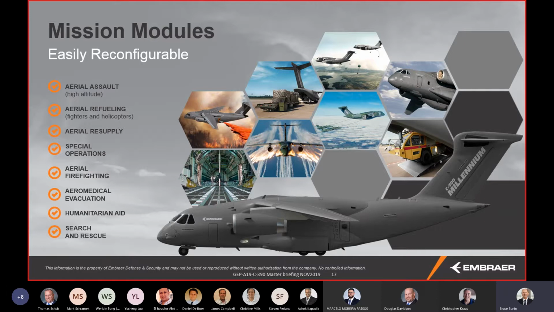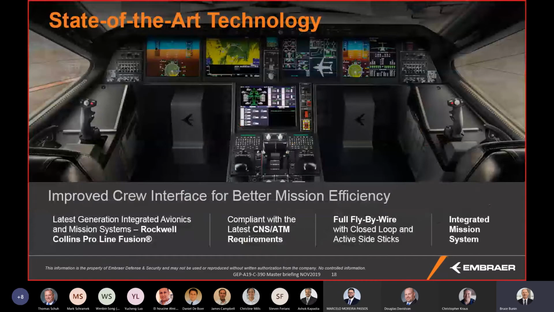Aeromedical evacuation, we don't have a picture of it there, but the airplane can be configured with patient litters and emergency medical equipment systems to serve as Aeromed in the Aeromed mission. And obviously things like humanitarian aid is something we can certainly do with the airplane. And finally, also search and rescue, which is another mission set the airplane can do. I have just a couple of slides on the airplane itself in terms of the design. This is the cockpit.